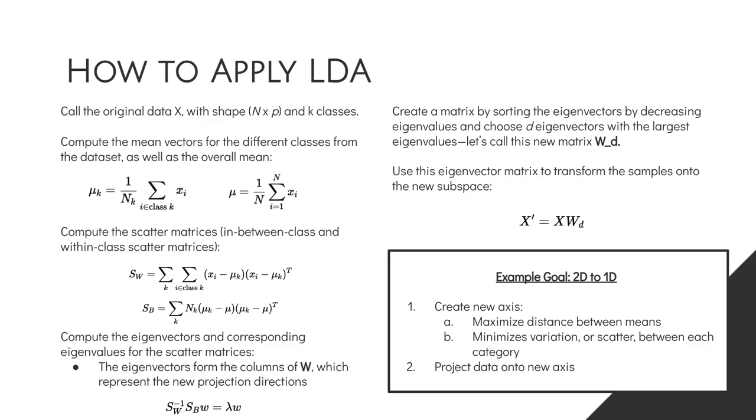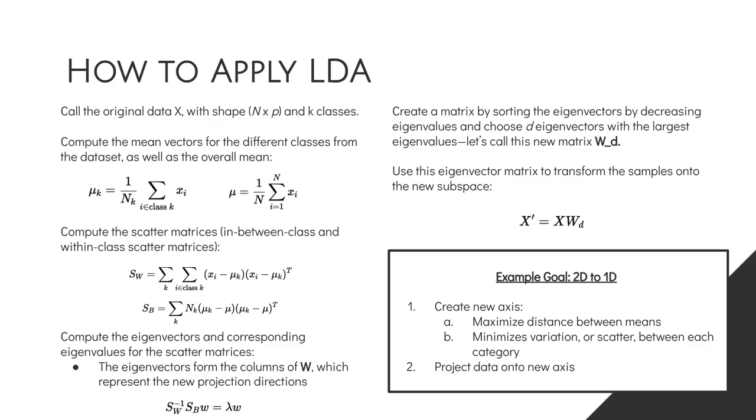Now that we have the scatter matrices, the next step is to solve a generalized eigenvalue problem. Recall that eigenvalue problems are helpful for optimization. Again, we're optimizing the separation between each class, so it makes sense that we have S sub W, and it also makes sense that we have the inverse of S sub W because we're trying to minimize within class variance.